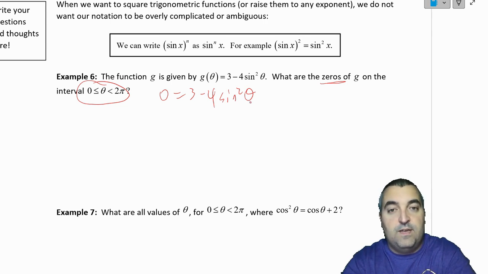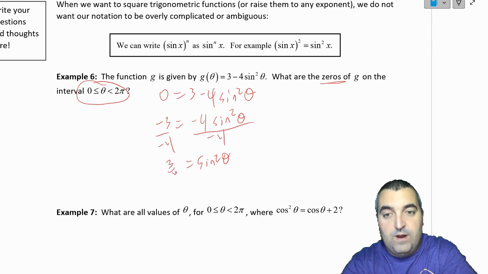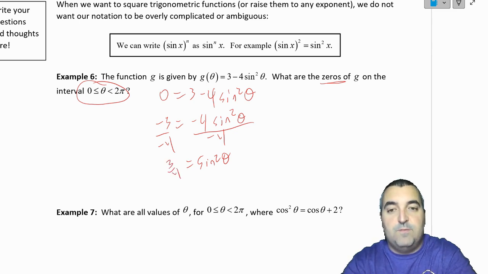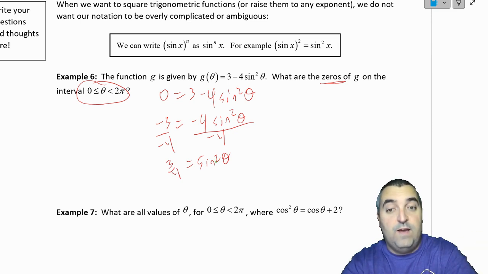So we're trying to get sine theta by itself. So let's start moving stuff around, manipulating this. So I'm going to subtract 3. And then I'm going to divide by negative 4. And again, so far, nothing has been out of the ordinary for algebra. Remember, two negatives make a positive. Now, still nothing out of the ordinary. You have something squared. Well, we want to square root both sides.